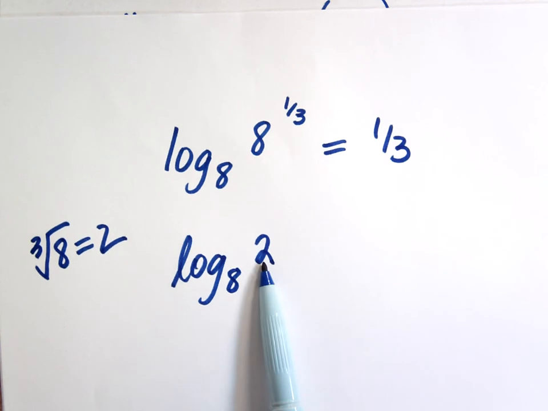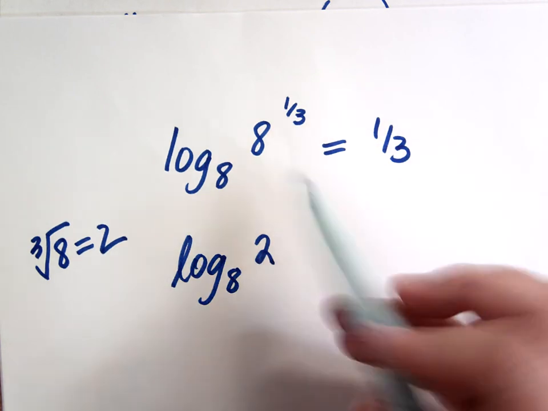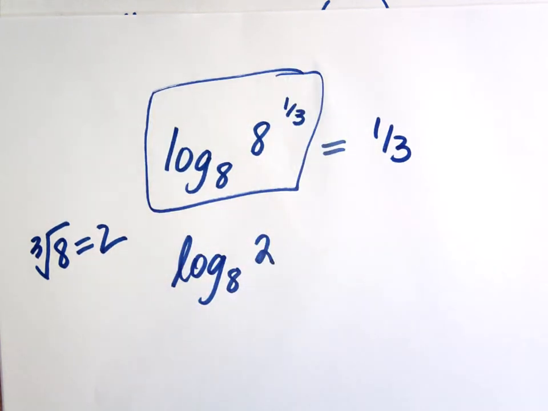So I have to think about whether or not 2 is the cube root or square root or maybe even 4th root of 8. And in this case, I know that 2 cubed makes 8. So that's why I can rewrite it like this and get 1/3 as my answer.